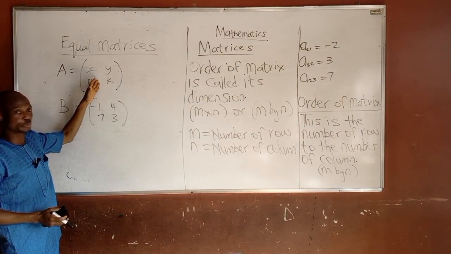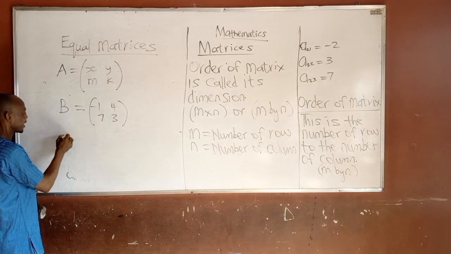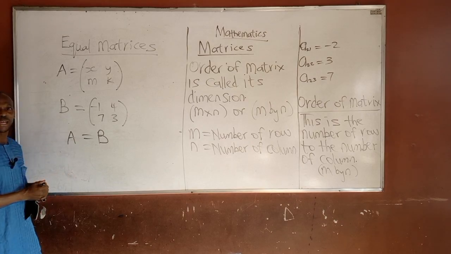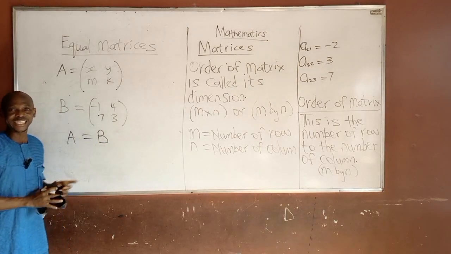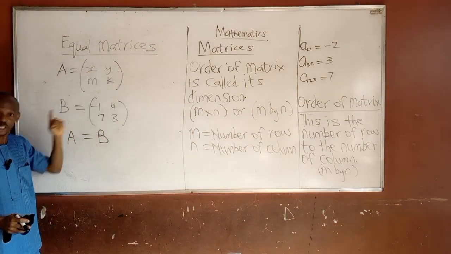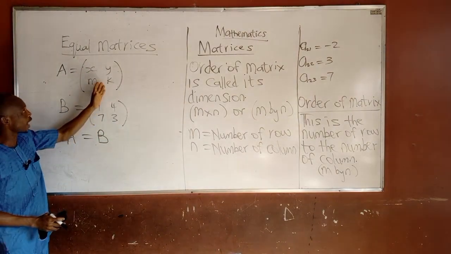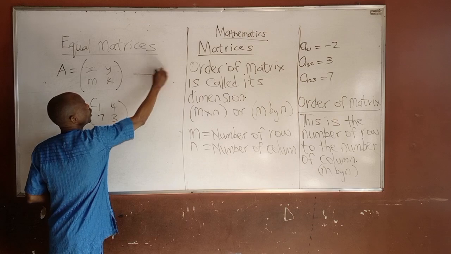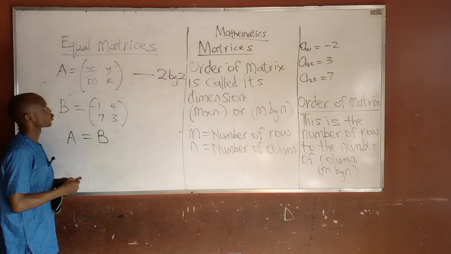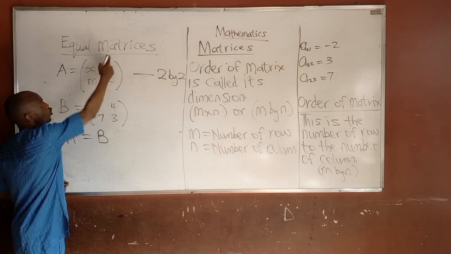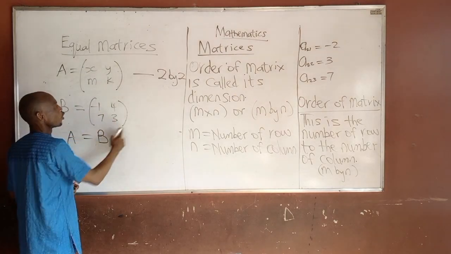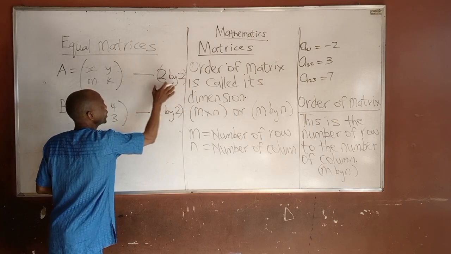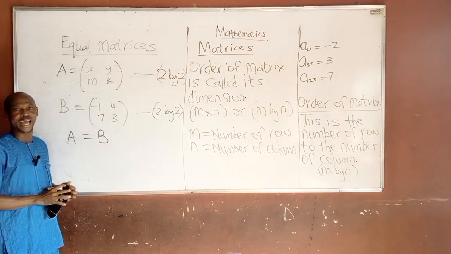Now, if we say that matrix A is equal to B, then it means the order of this matrix must be the same first. So what is the order of matrix A? The order is 2 by 2, because we have 2 rows and 2 columns. So in order, these matrices have equal order.